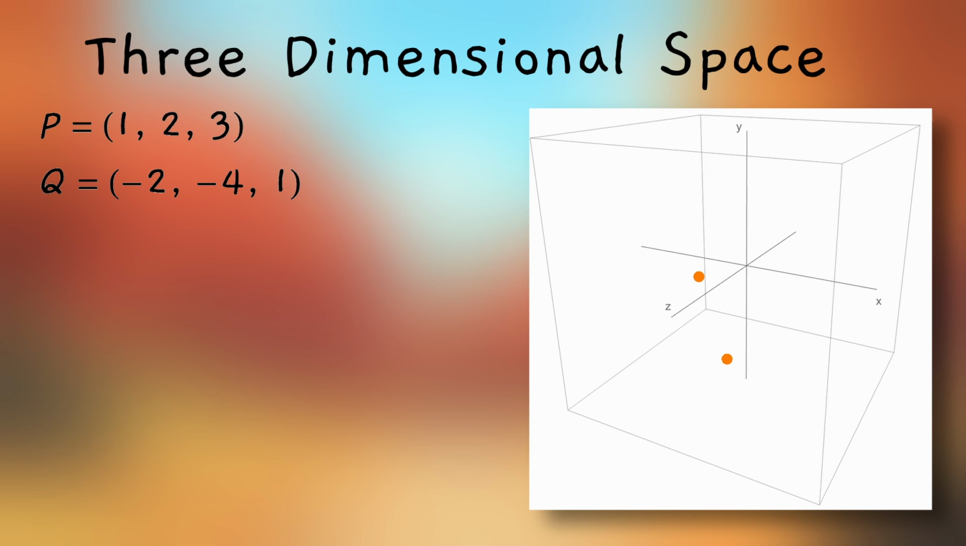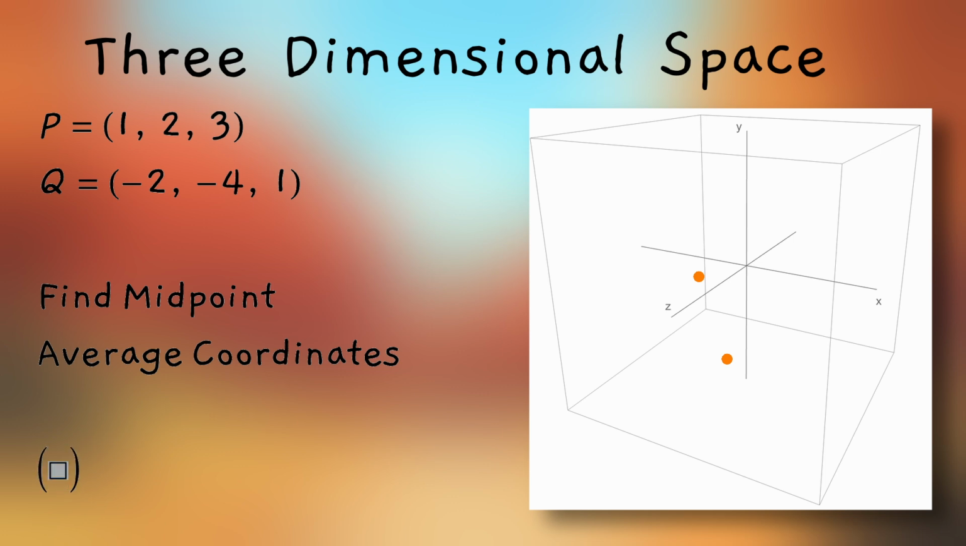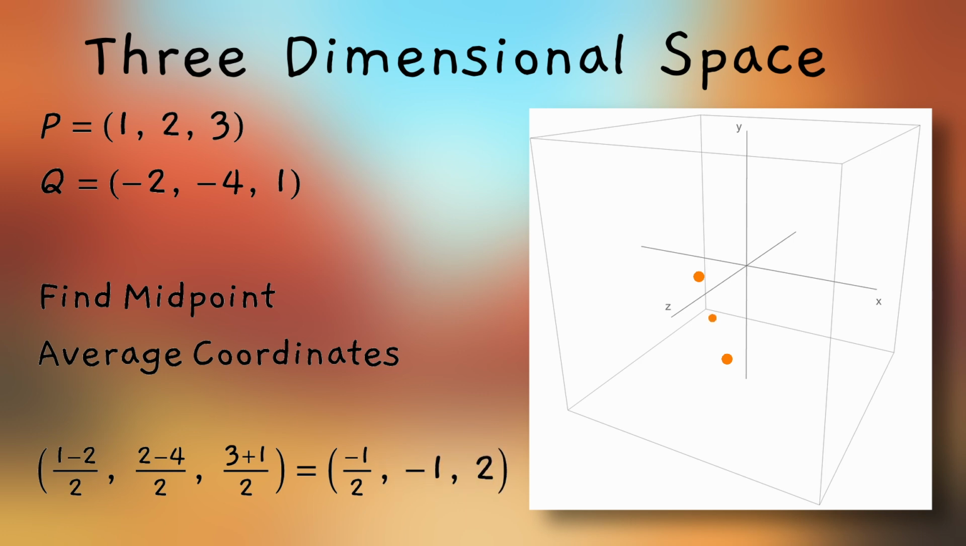So just as we did in 1 dimension and 2 dimensions, all we need to do here to find the midpoint is average the 3 coordinates. That gives us 1 minus 2 over 2. The y coordinates, 2 minus 4 over 2. And for the z coordinates, we have 3 plus 1 over 2. If we do these calculations, that gives us -1/2, -1, and 2. So this is the midpoint of the points 1, 2, 3, and -2, -4, and 1.